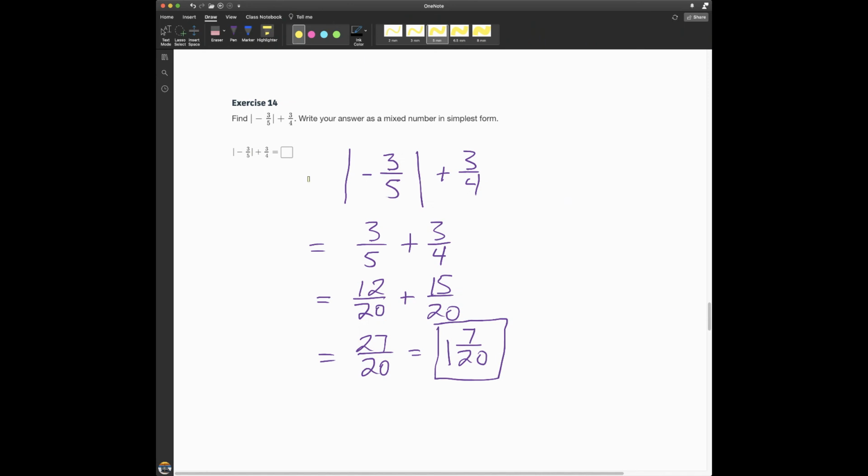Number 14. So I write the problem down. This is the absolute value of negative 3/5. I'm absolutely positive that absolute value is always positive, so I know that that's going to be 3/5. So I really am just adding 3/5 to 3/4. Notice how I found the common denominator here, which is 20, added the numerators, and I wrote my answer as a mixed number. And is it in simplest form? It is, because 7/20 is in simplest form.